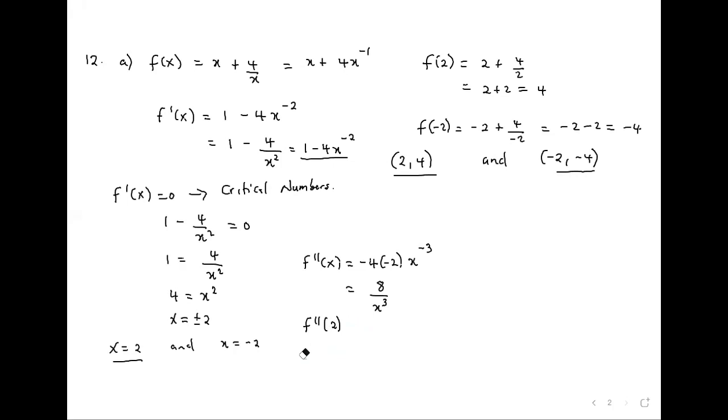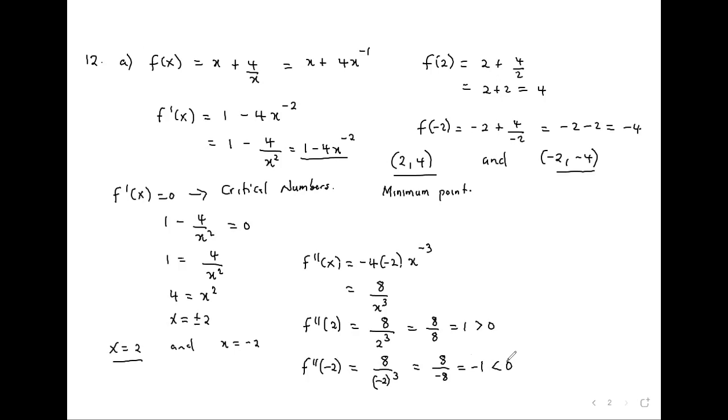What is f double prime of 2? It's 8 over 2 to the power 3, which is 8 over 8, which is 1. 1 is greater than 0, so this point is called the minimum point. Then we come back to the second derivative and substitute negative 2. We get 8 over negative 2 to the power 3, which is 8 over negative 8, which is negative 1, less than 0. So this point is the maximum point.